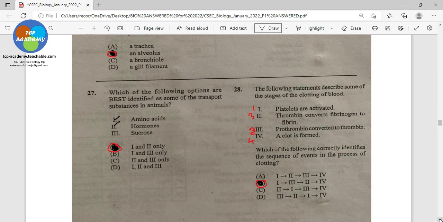27 is also an old question. We're going to give you the answer there to be A. And of course, you can stop the video if you so desire. Now, 28 is also an old question. This very question was on the HSB May-June 2022 paper. So the answer here being B. Let's move right along.